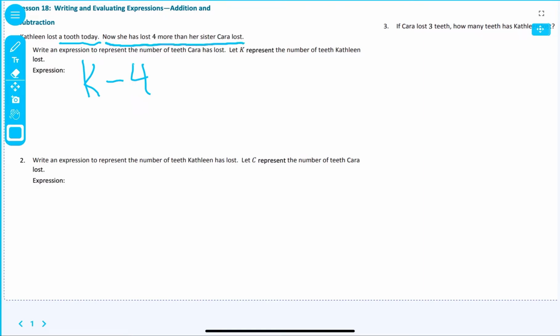Now she's lost 4 more than her sister has lost. So she gave us information, but then they said, okay, let me give you the information as a total now. She lost a tooth, but now she's lost 4 compared to her sister. Okay? We don't know how long this was. She lost 1 tooth today.